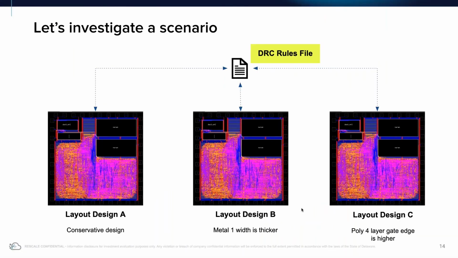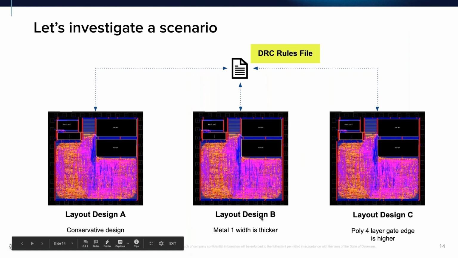So let's actually investigate a real scenario. Let's assume that I'm a designer. I came up with a layout design, and I have three sets of design, right? The first set of design is where I made sure my design is pretty conservative. So I know that this will pretty much pass DRC, but I want to make sure, by running Calibre, that this is actually compliant.